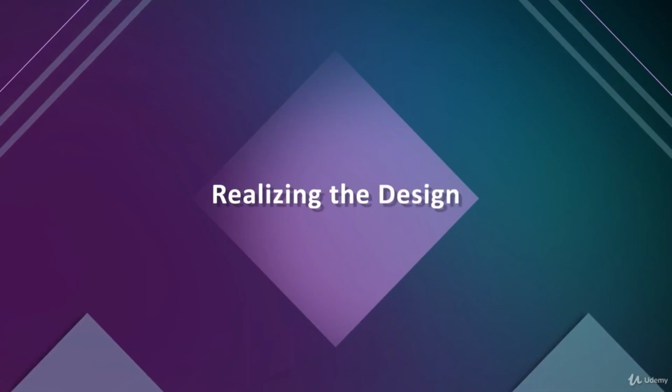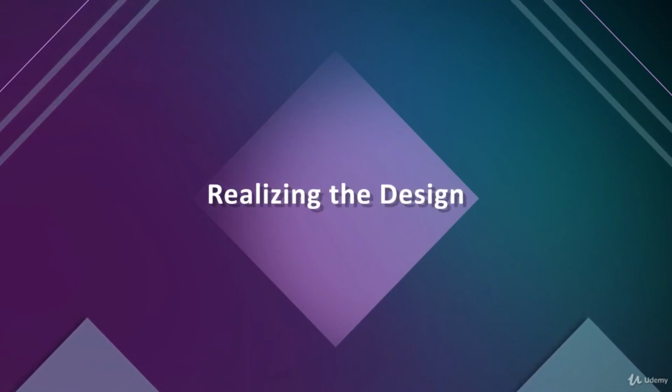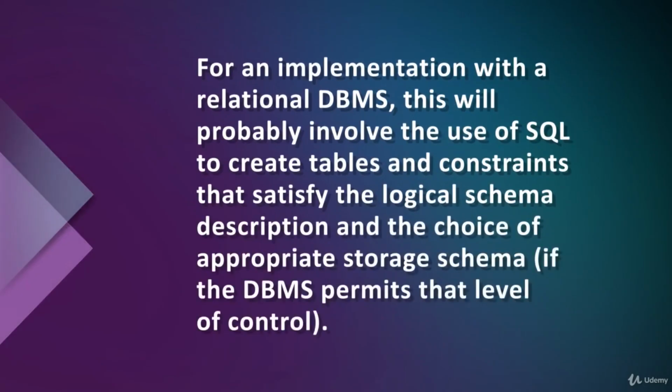Realizing the design. After the logical design has been created, we need our database to be created according to the definitions we have produced. For an implementation with a relational DBMS, this will probably involve the use of SQL to create tables and constraints that satisfy the logical schema description and the choice of appropriate storage schema, if the DBMS permits that level of control. One way to achieve this is to write the appropriate SQL DDL statements into a file that can be executed by a DBMS, so that there is an independent record, a text file of the SQL statements defining the database.